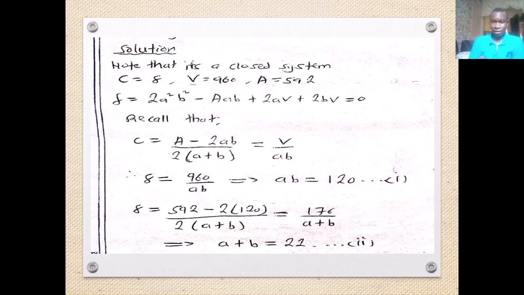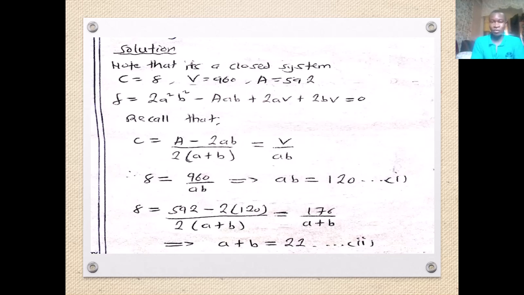Then secondly, we have the surface area expression: 592 minus 2 into AB, and AB is 120 as we have gotten. So you have 592 minus 2 into 120 over 2 into A plus B, which we still don't know and are yet to find out using Boas optimization model. As you can see, this model really simplifies things and breaks things down for easy optimization problems. Doing your simplification and calculations, this is what I got as equation 2: A plus B is equal to 22.